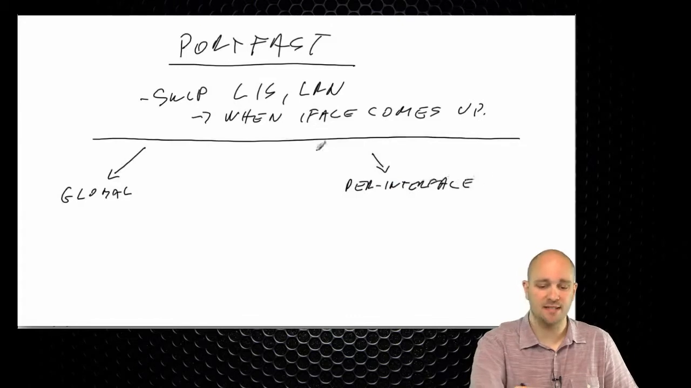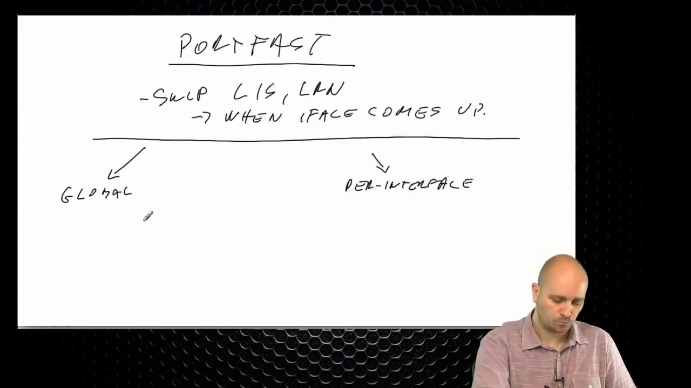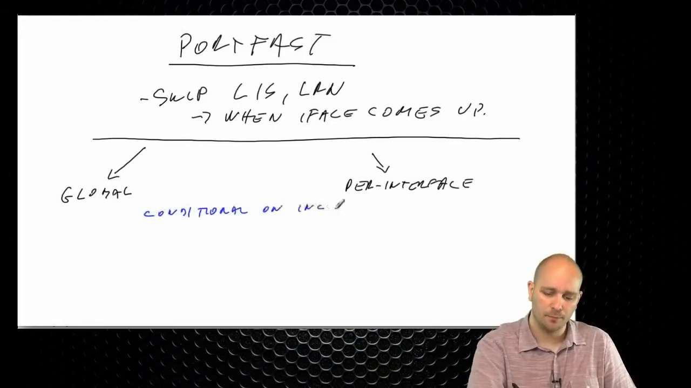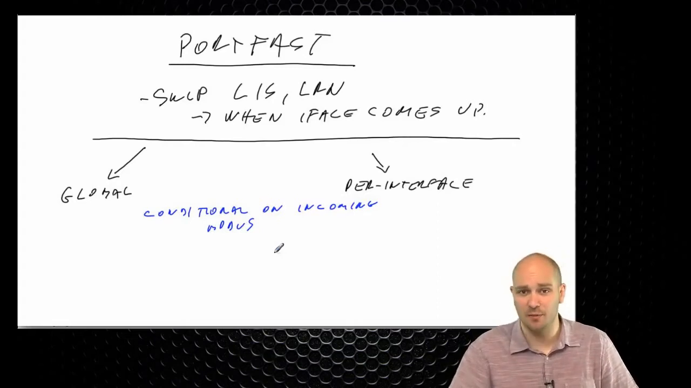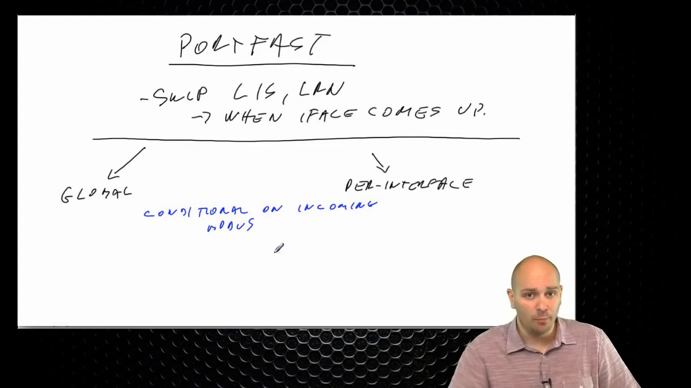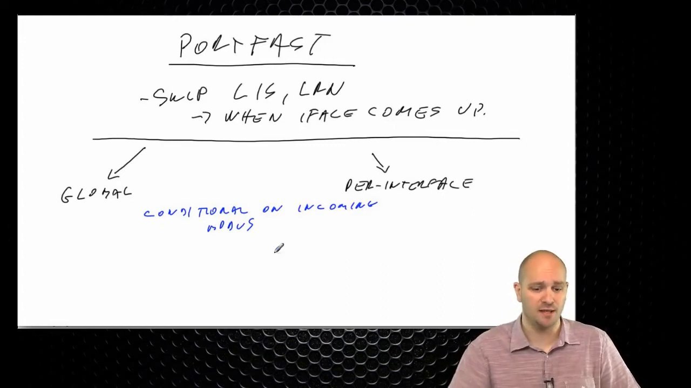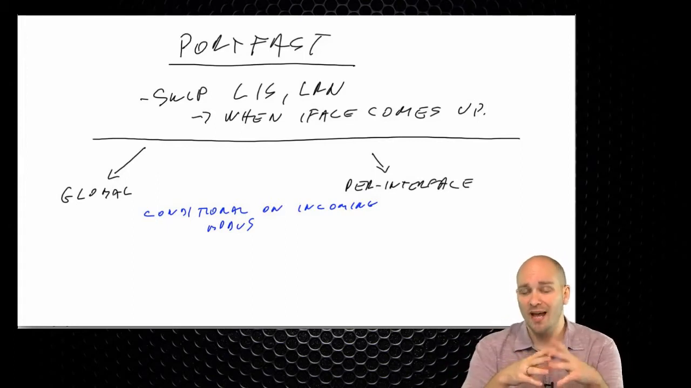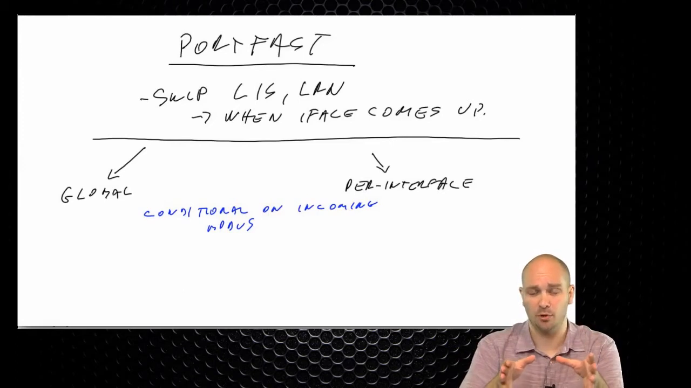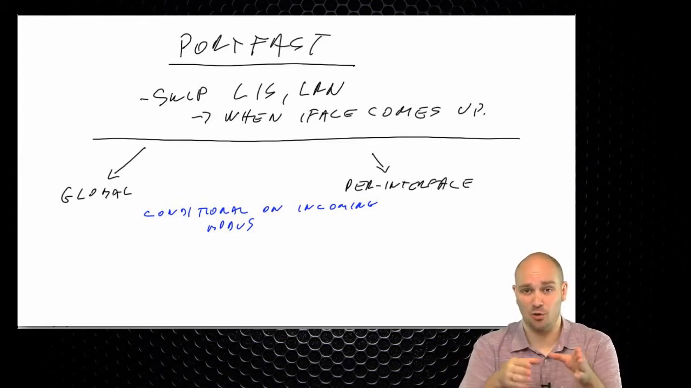Now, in both cases, these features are conditional on incoming BPDUs. What I mean by that is that if we enable Portfast on a particular port, and on that port we actually receive a BPDU, any sort of BPDU, the Portfast on that port will actually be disabled. Now, when you take a look at an interface that is configured as such, it is going to appear as if Portfast is enabled on that port, because what you're seeing is the actual configuration of the interface.